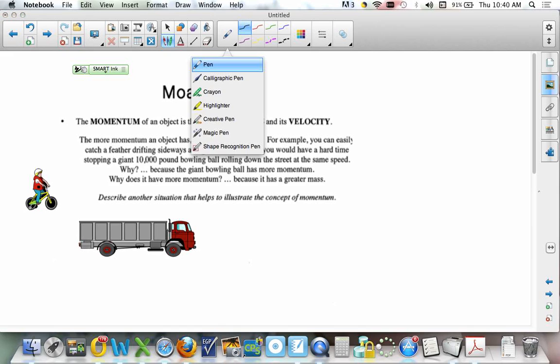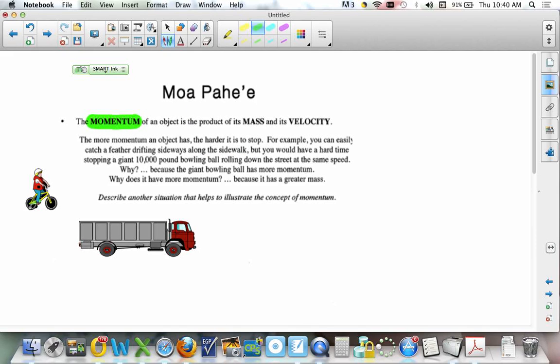See, here we have highlighted what's really important. So momentum, right? That's really important. Mass, really important. Velocity is really important. And then we have this word product here. Okay. Remember, product means basically that I'm going to times something or multiply it.